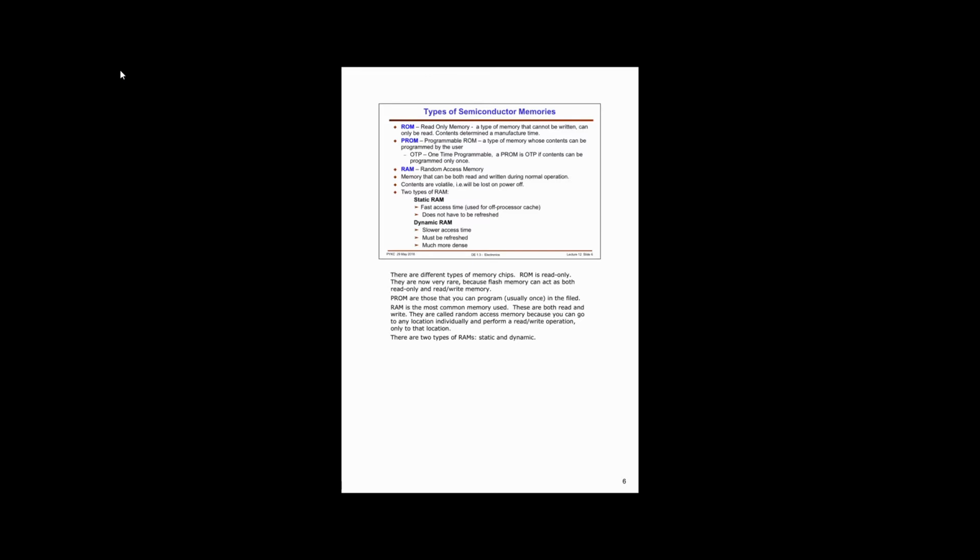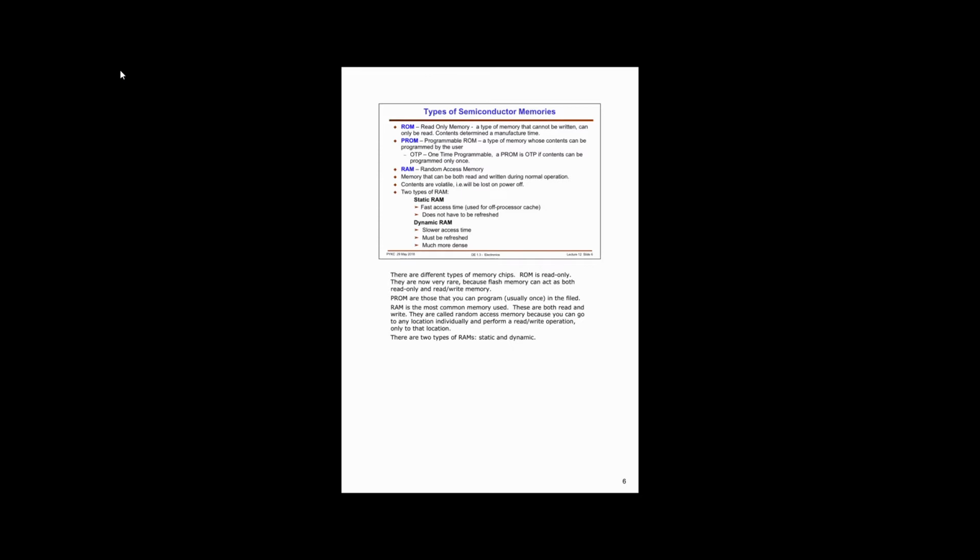Okay, there are the types of semiconductor memories: read only memory, ROM, and PROM. You already know all these. Read only memory is a type of memory that can be read, and its contents are determined at manufacturing time. There is PROM, programmable ROM. It can be programmed, and there is the OTP concept, one-time programmable, meaning it will not be erasable. Right? It is programmable only one time.